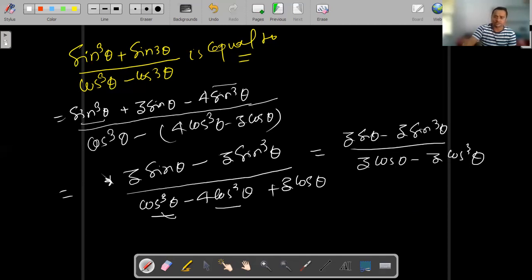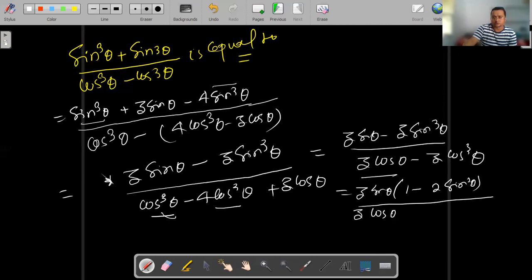Now you tell me, here 3 sine theta and here 3 cos theta can be taken as common, right? So in the numerator we get 3 sine theta times 1 minus sine square theta. Getting it or not? And here 3 cos theta times 1 minus cos square theta. Here it is not 2. Then 3 cancels, and we have sine theta by cos theta.